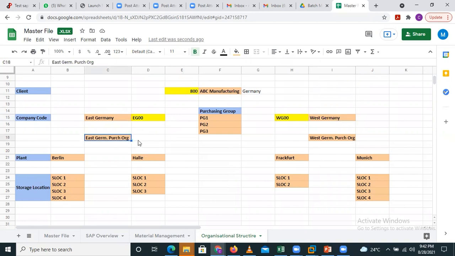Again, purchasing organization, a 4-digit alphanumeric key. It can be a number or a combination of alphabets and numbers, anything. We can give 1000 for one purchasing organization and 2000 for the other. Possible, right? For our case, this purchasing organization belongs to East Germany, and this one is responsible for West Germany. So we are giving codes EGPO and WGPO.